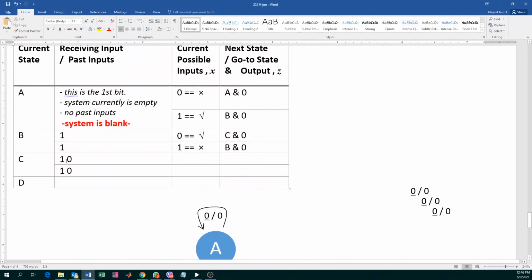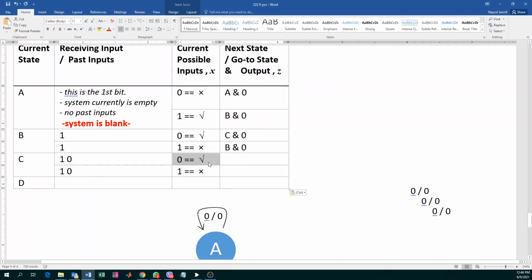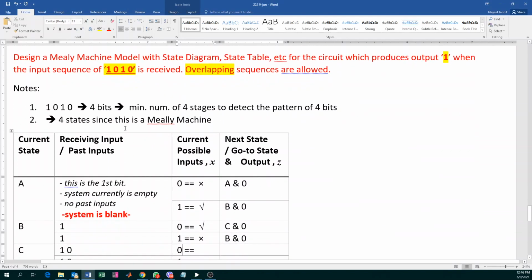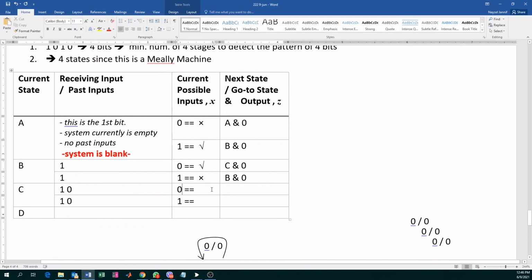All right, let's see. Now at C, you've already got 1 0 in the system, and your two possible inputs are 1 and 0. If you receive a 0, then your current set becomes 1 0 0. You're out of the competition, so you go back to A, and obviously your output is 0.